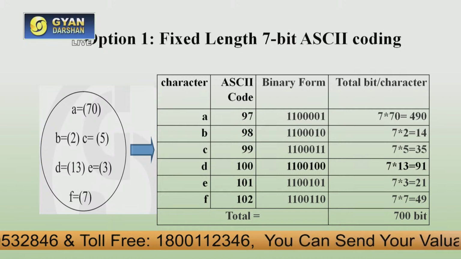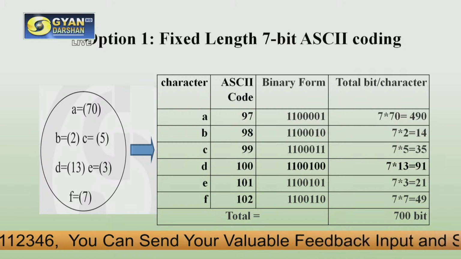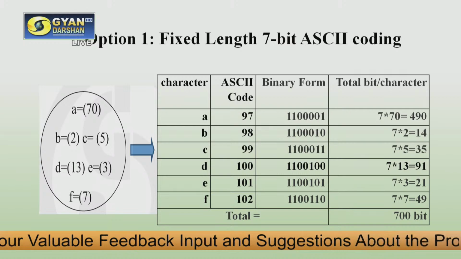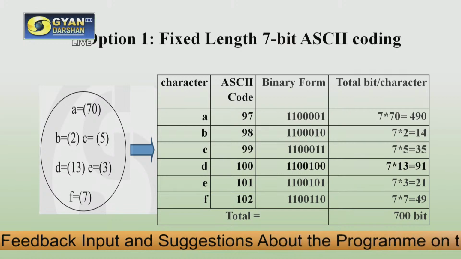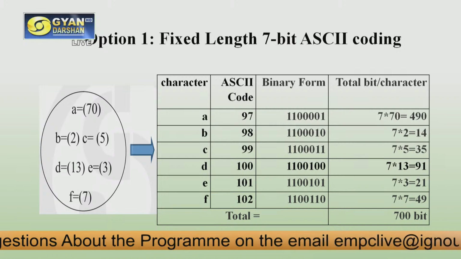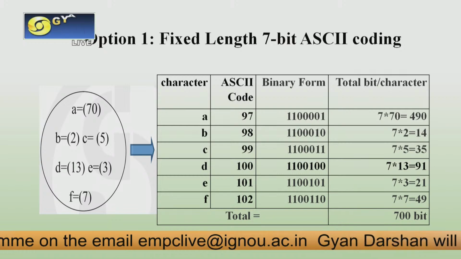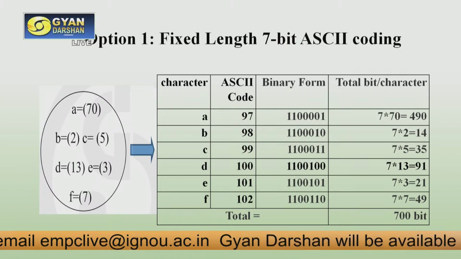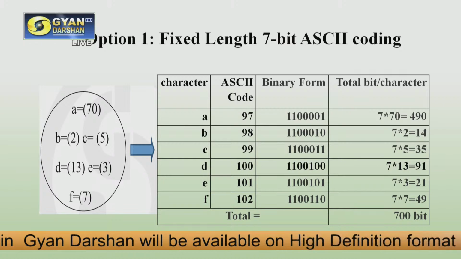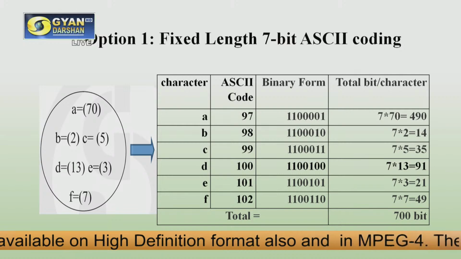But this is in the data transmission process, right? So how big is the data transmission? The standard ASCII code happens to be 7 bits. So the total number of bits has been computed and put over there. The number turns out to be 700 bits, right? Because 100 characters and 7 bits per character makes it 700 bits which are to be transmitted.